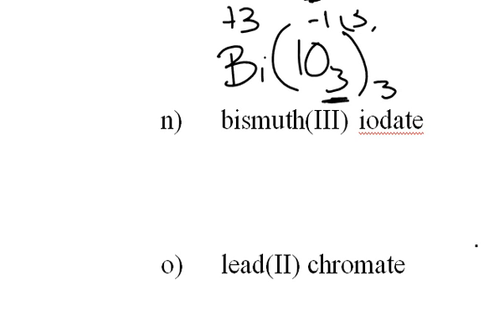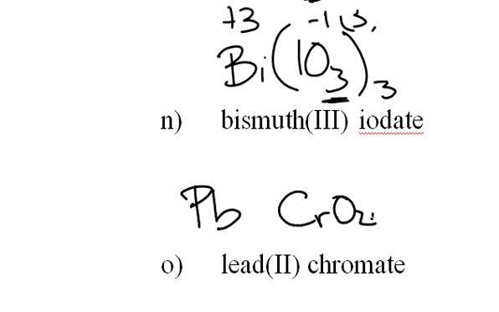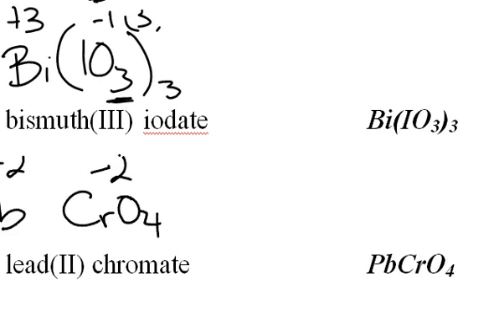Lead 2 chromate, so lead, Pb, and chromate, CrO4, and the chromate has a -2 charge. Lead's +2, so it's good to go as written. We don't need to change anything. PbCrO4.